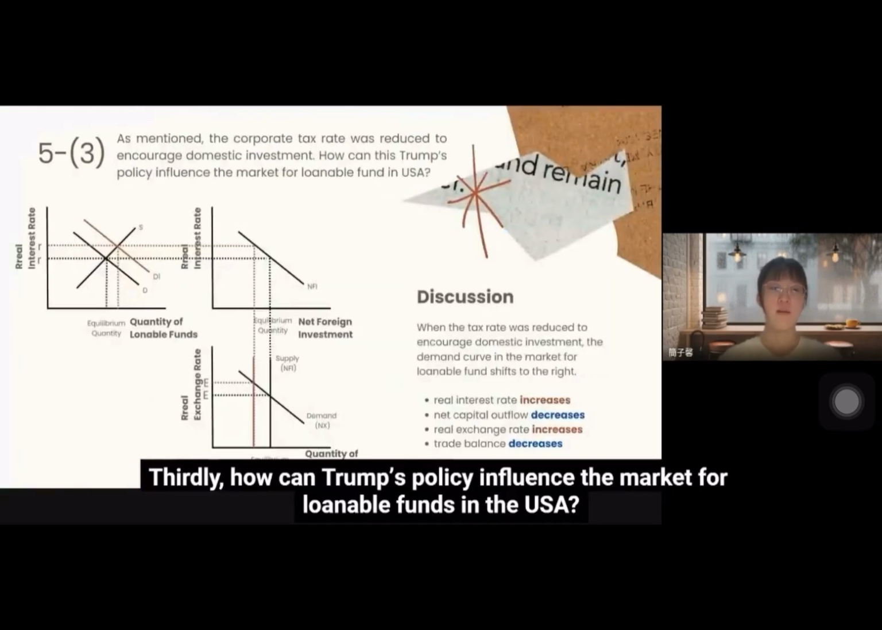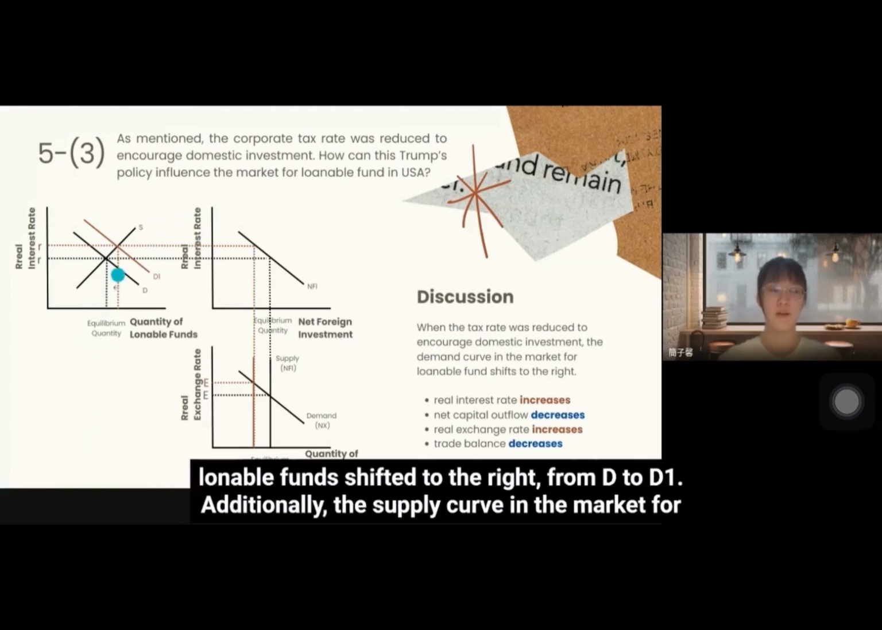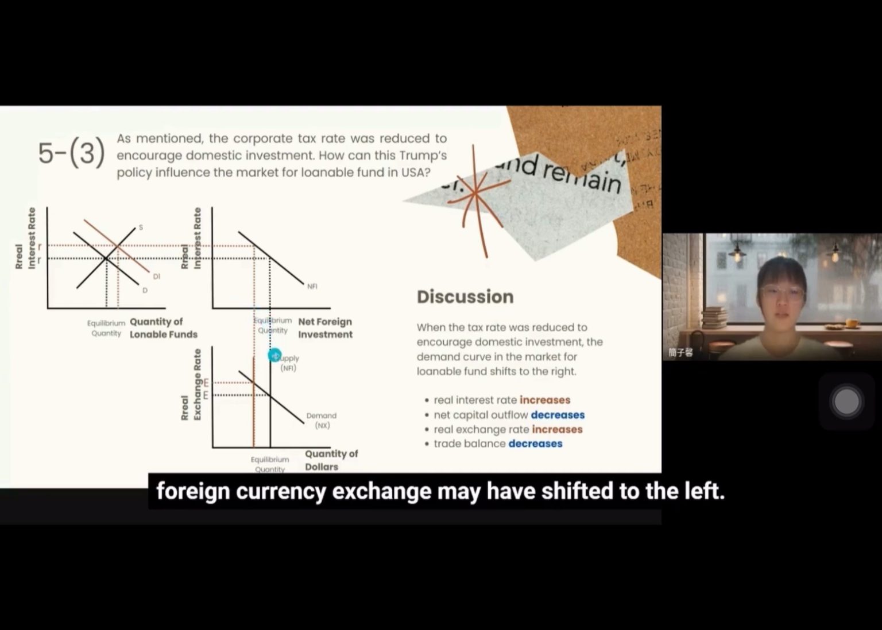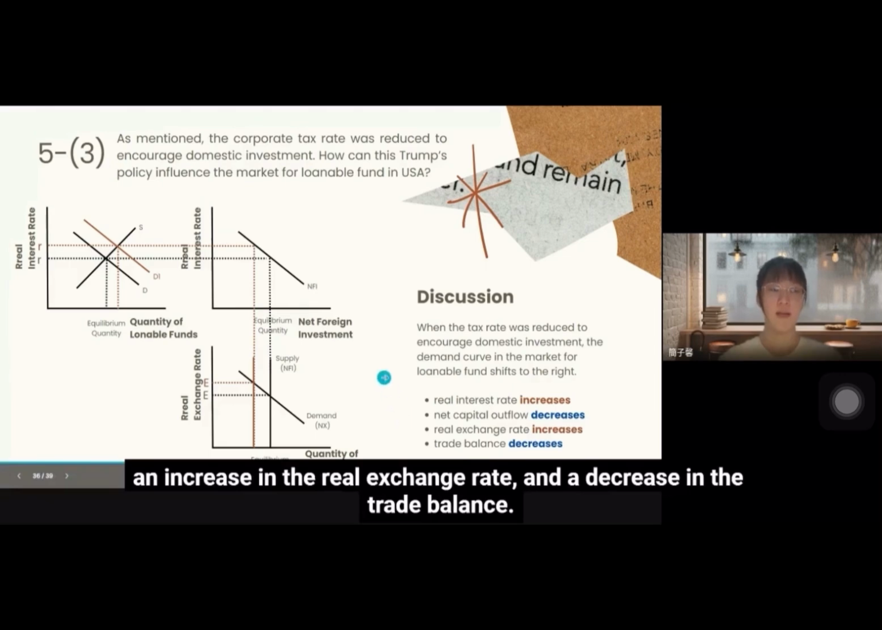Thirdly, how can Trump's policy influence the market for loan funds in the USA? When the tax rate was reduced to encourage domestic investment, the demand curve in the market for loan funds shifted to the right from D to D1. Additionally, the supply curve in the market for foreign currency exchange may have shifted to the left. Overall, this leads to an increase in the real interest rate, a decrease in net capital outflow, an increase in the real exchange rate, and a decrease in the trade balance.